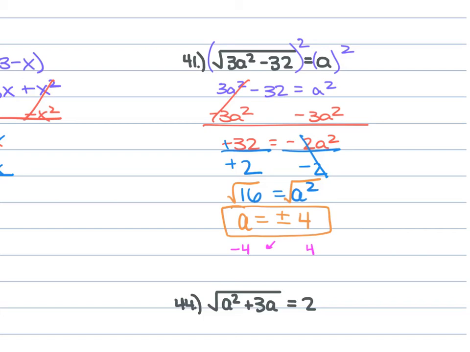Can the square root of anything ever give us a negative number? No, it can't, so that negative 4 is not going to be the answer. This is what happens when you have a variable on both sides. You have to pay attention to this. So that 4, that's just the positive 4, is your only answer here.